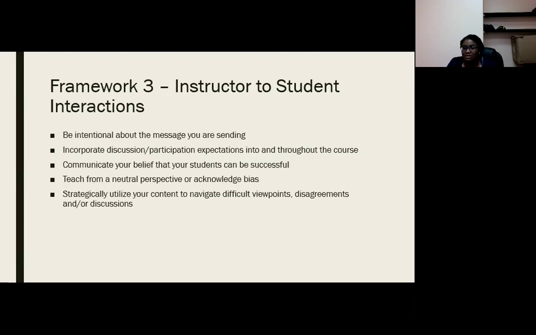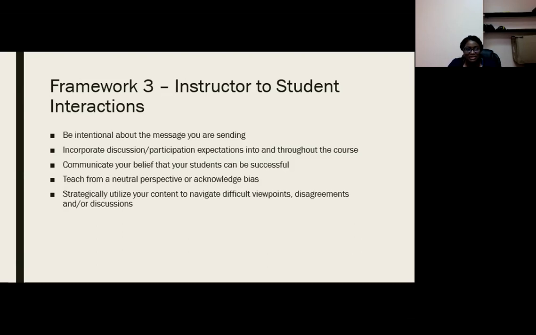And so making sure that you strategically utilize your content to navigate difficult viewpoints, disagreements, and or discussions inside the course. You can use your bias as a way to start a discussion. You can also navigate different viewpoints by utilizing your content. So what that means is, do you have strategies that you can insert into your course when things are getting difficult?